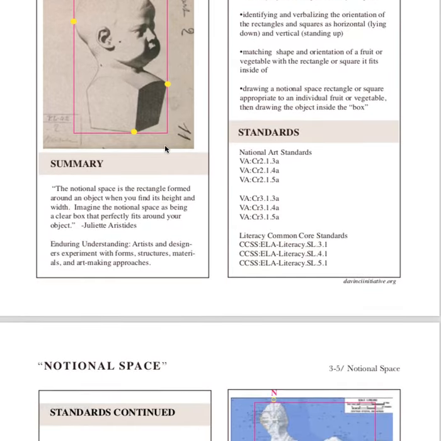All right, I'm just going to scroll down here. It says, under the summary, the notional space is the rectangle formed around an object when you find its height and width. Imagine the notional space as being a clear box that perfectly fits around your object.